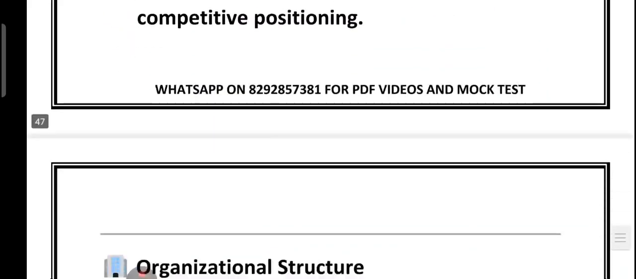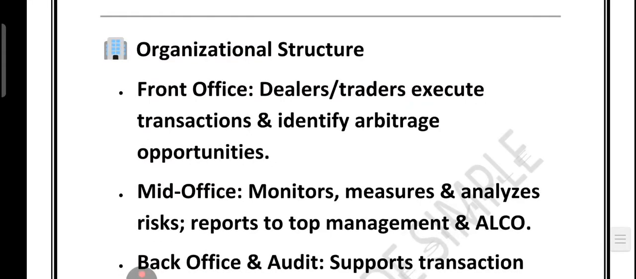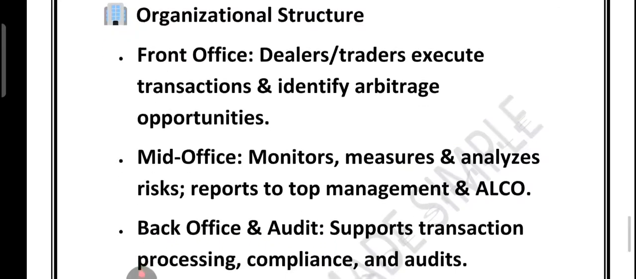And if we talk about the organization structure, these are the three offices: front office, mid office and back office. So front office, what happens? Dealers and traders execute transactions and spot arbitrage opportunity. Mid office monitors, analyzes and reports risk to the top management. And back office supports transaction processing, ensures compliance, conducts audit. Front: dealers and traders. Mid: monitor, analyze and report risk to top management. Back office: support transaction processing. So remember, these are very, very important things.